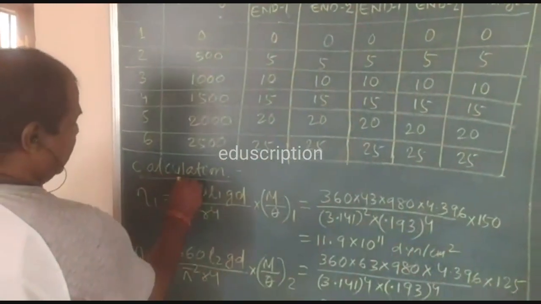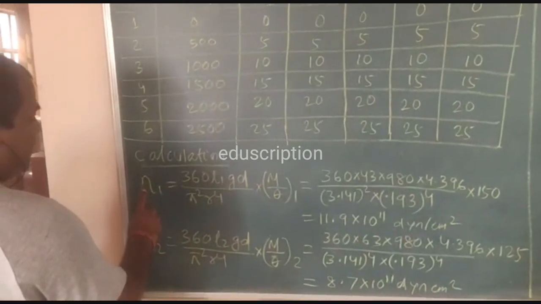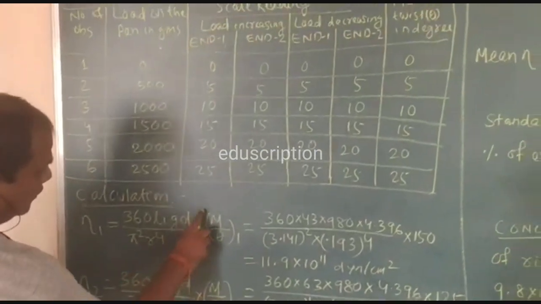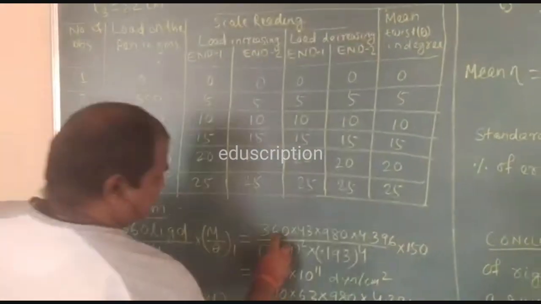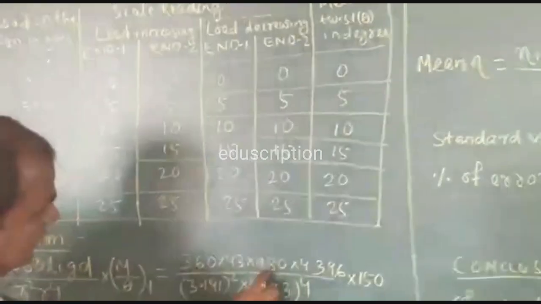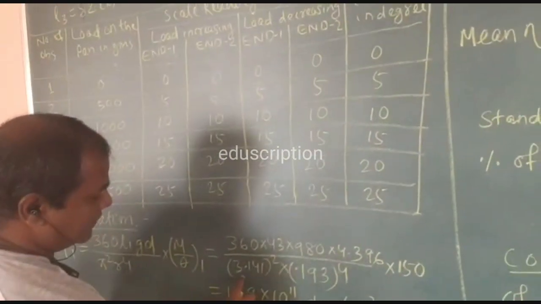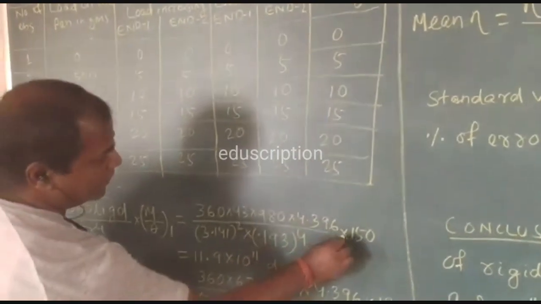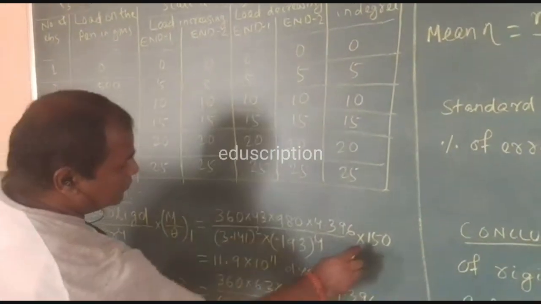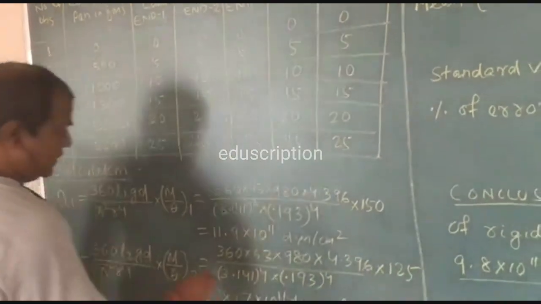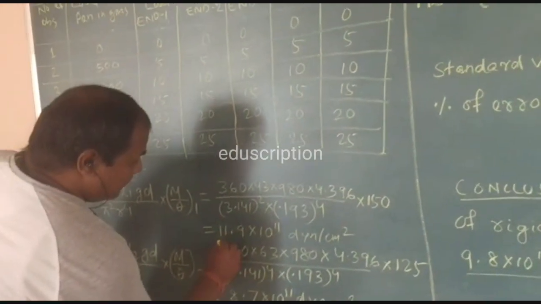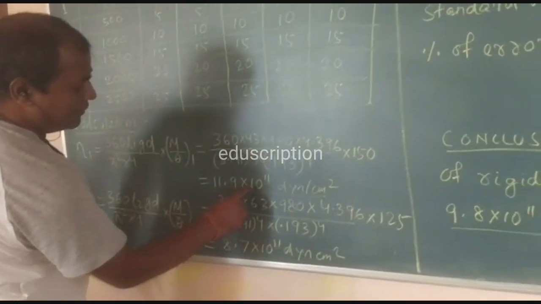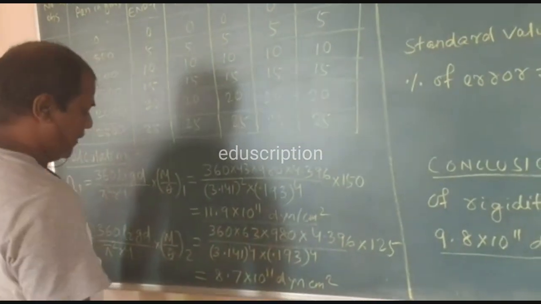Then calculation part. Your rigidity modulus, that is eta 1 is 360 L1 GD by pi square r to the power 4 into m by theta 1. That is 360 into 43 into 980 into 4.396 divided by 3.141 to the power 2 into 0.193 to the power 4 into m by theta 1, which is your slope. So your eta 1 is 11.9 into 10 to the power 11 dyne per centimeter square.